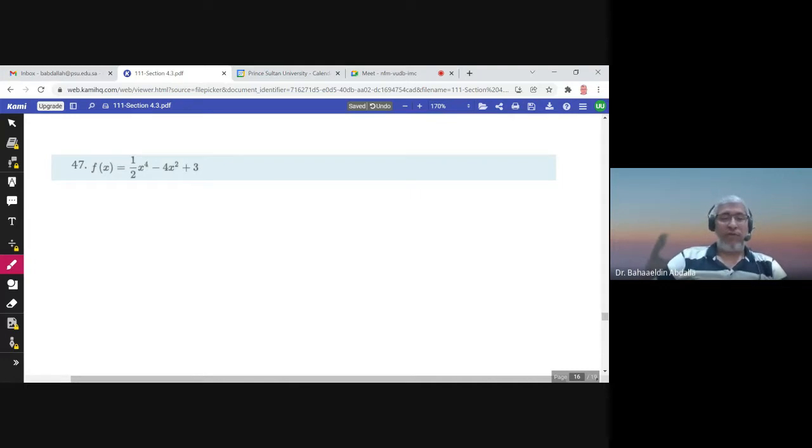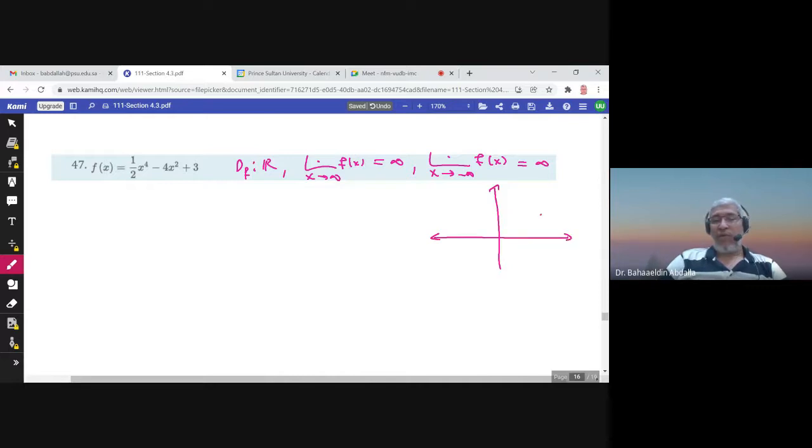Another function, the domain is all real numbers. Limit f of x when x goes to infinity: infinity to the power 4 is infinity. The highest power is half x to the power 4. And limit f of x when x goes to negative infinity: half x to the power 4 also. Negative infinity to the power 4 is positive infinity. So now for this curve, from the right it goes up and from the left it goes up. It's not like the previous one.